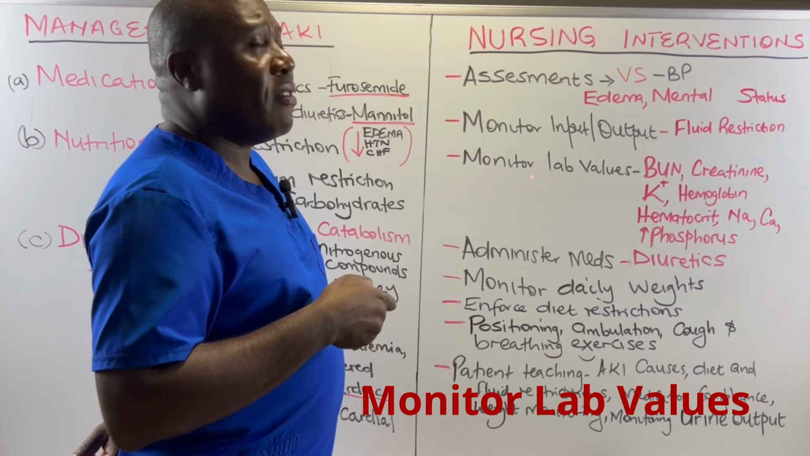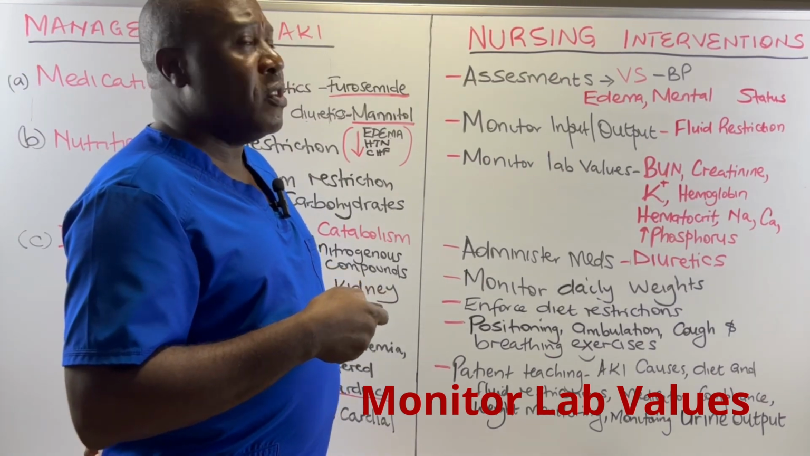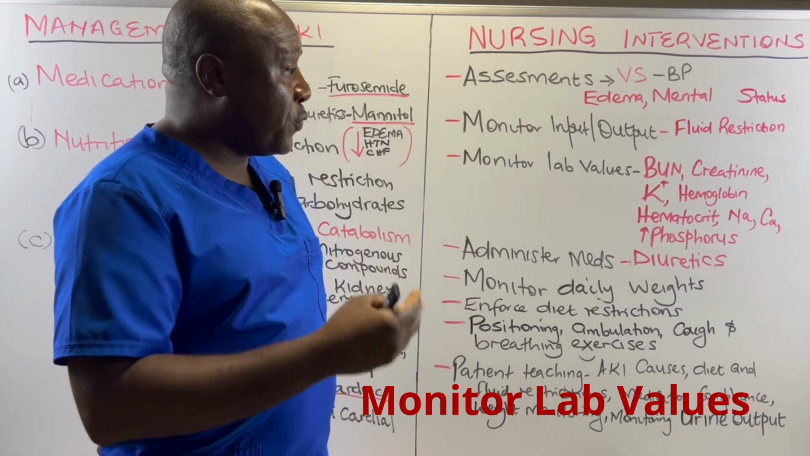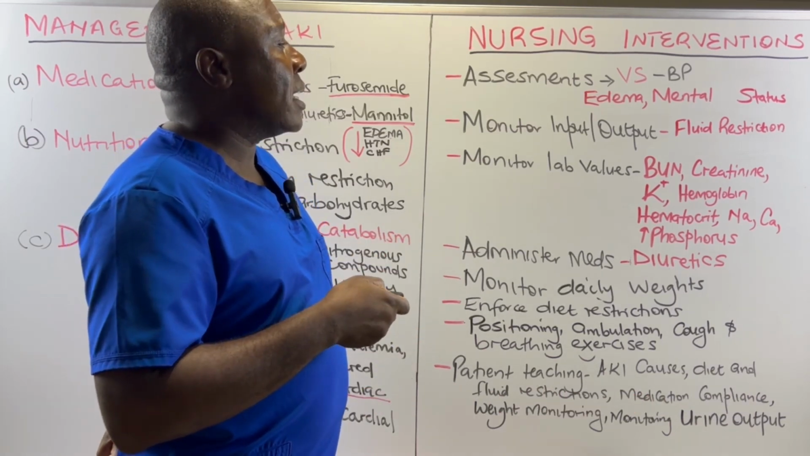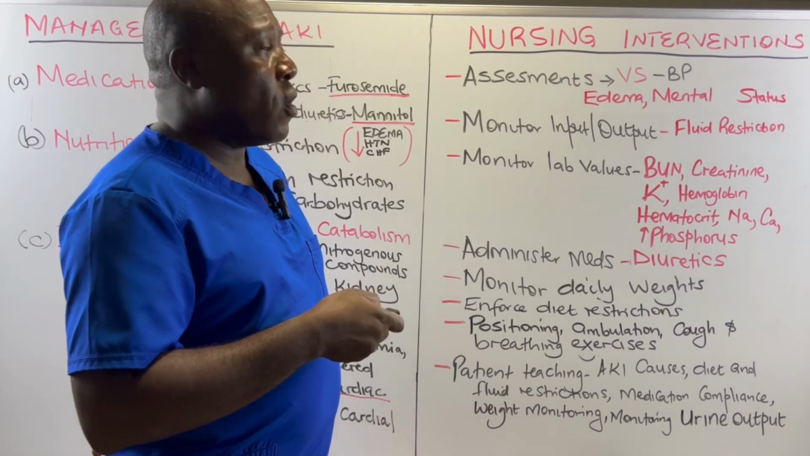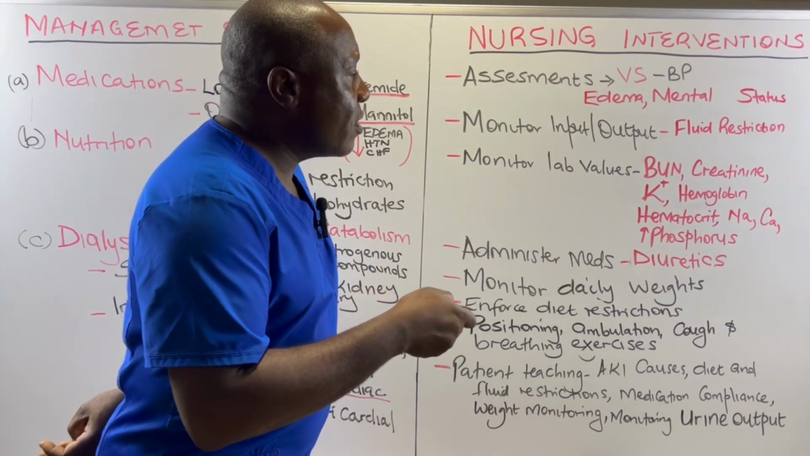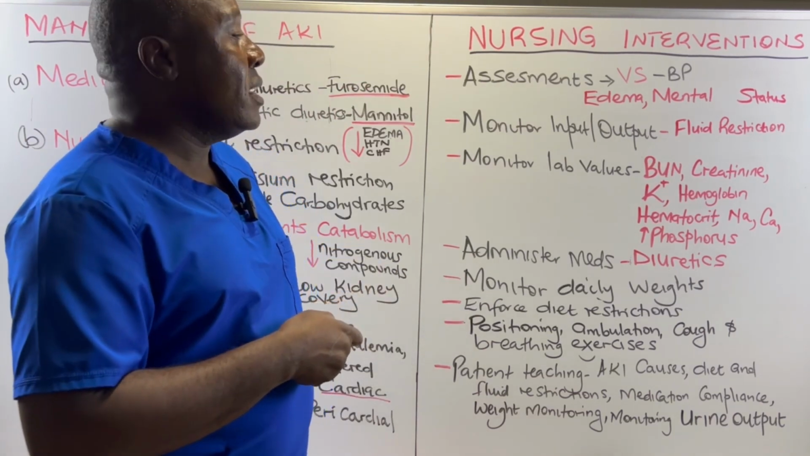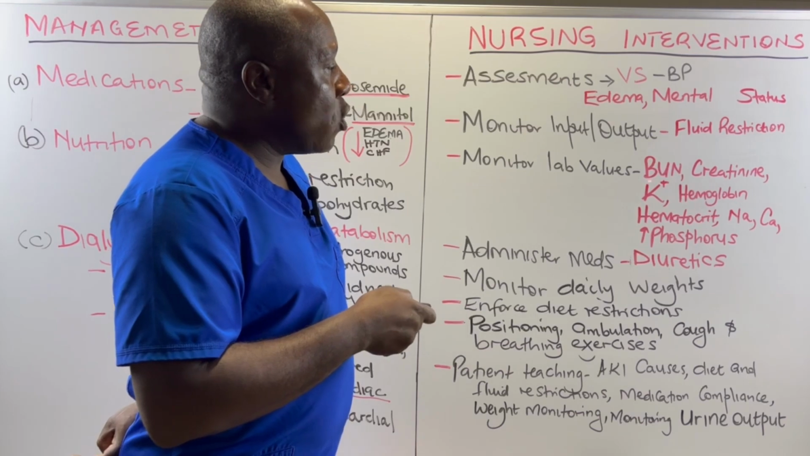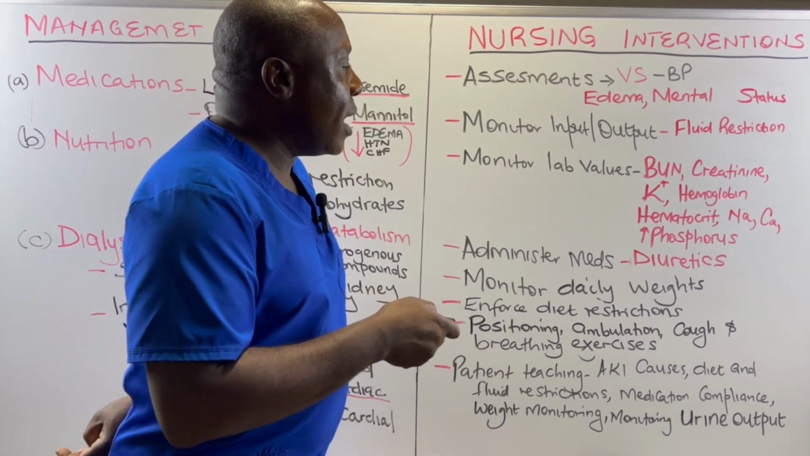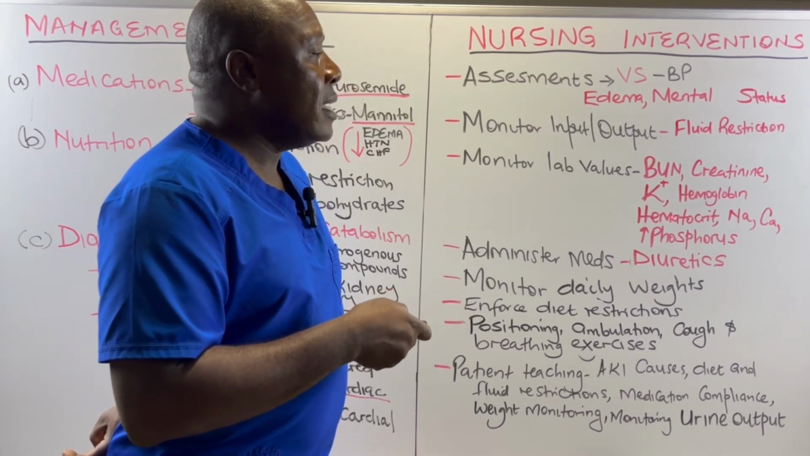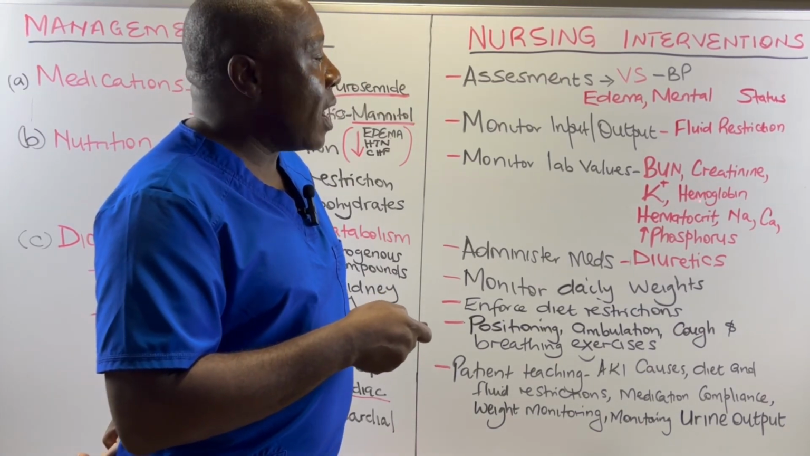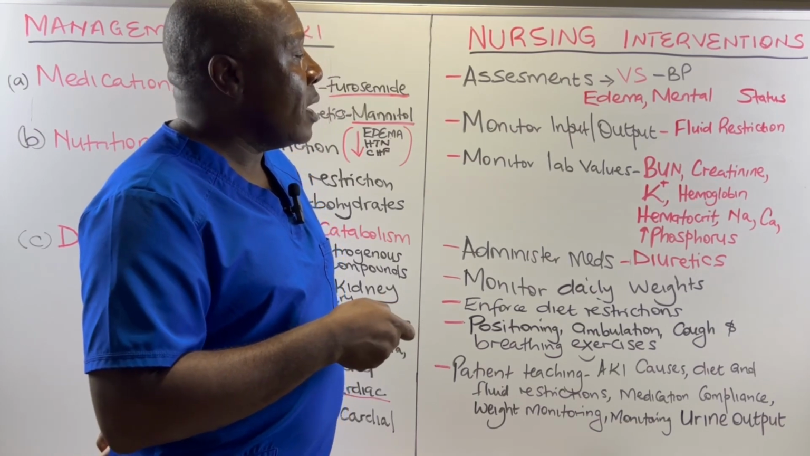Then we monitor the lab values. We are monitoring the lab values just to determine whether our treatment methods are being effective. So we keep an eye on things like the BUN, we keep an eye on the creatinine. Remember, we said the creatinine is the best indicator of how well the kidneys are performing. We also keep an eye on the potassium levels, the hemoglobin, and the hematocrit. Remember, the kidneys are injured, so erythropoietin is not being released as it should. So we have an effect on the hemoglobin and the hematocrit.